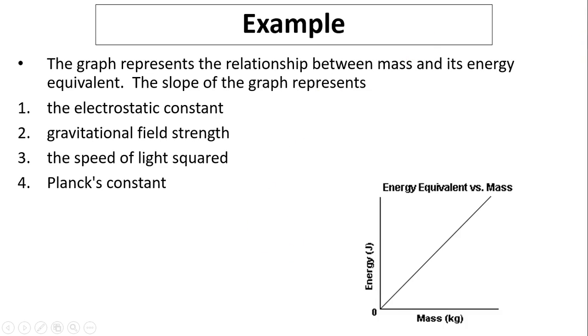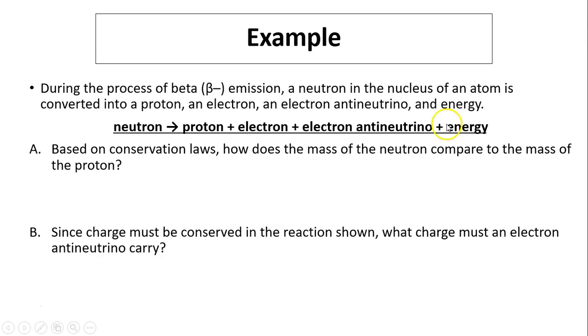Another example. This graph represents the relationship between mass and its energy equivalent. The slope of the graph represents... in order to find the slope of the graph, we have to find the relationship between energy and mass. Energy equals mc squared. So the slope equals c squared.